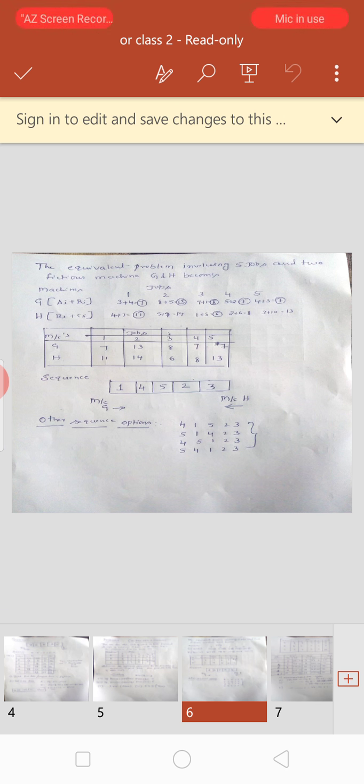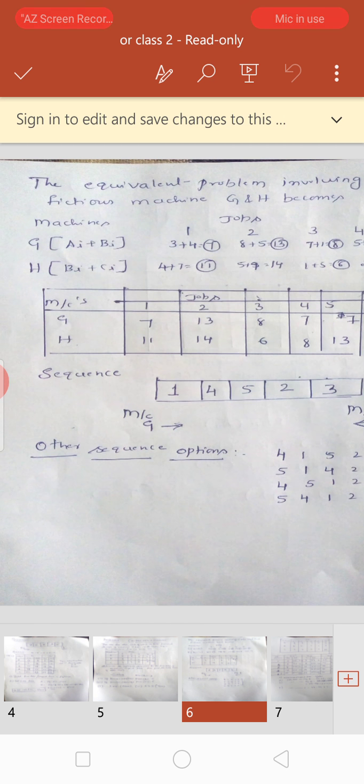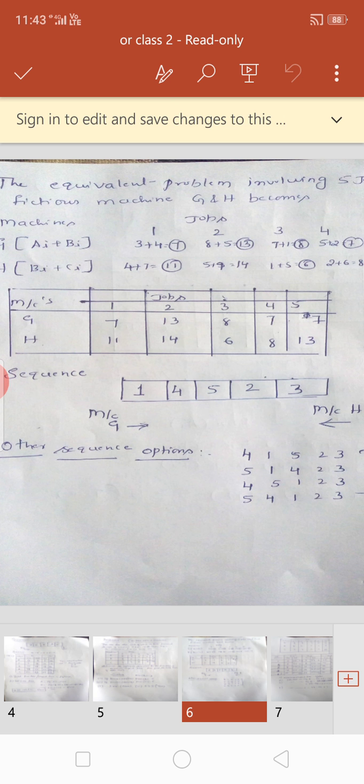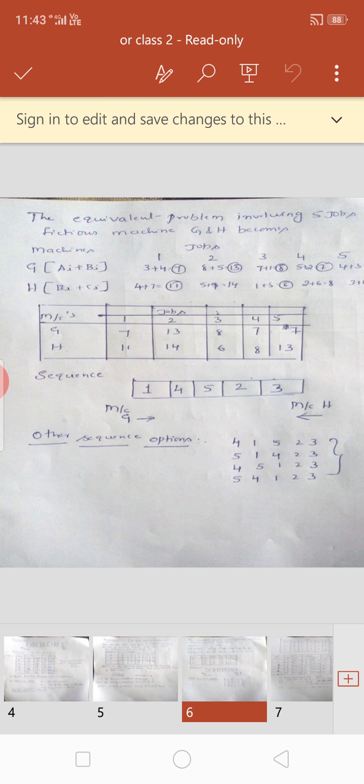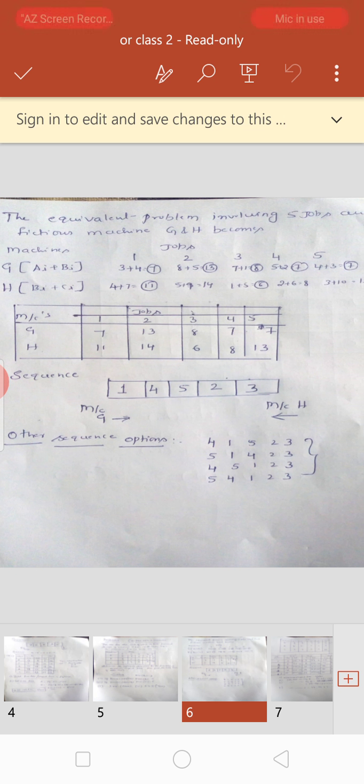Like that it will be added for A and B for the first machine and B and C for the second machine. See, I have created a new table, that is, all the added processing times of particular jobs with respect to A, B and with respect to B and C. Now you have created two machines G and H, and now you apply Johnson's rule to get the sequence order.